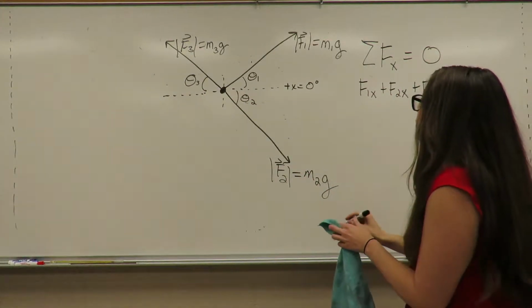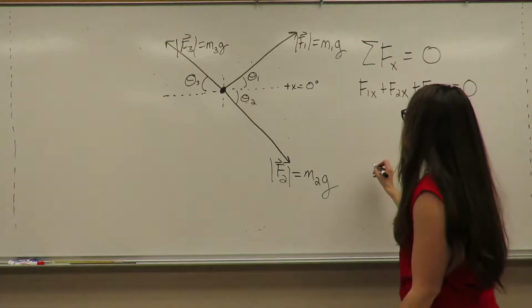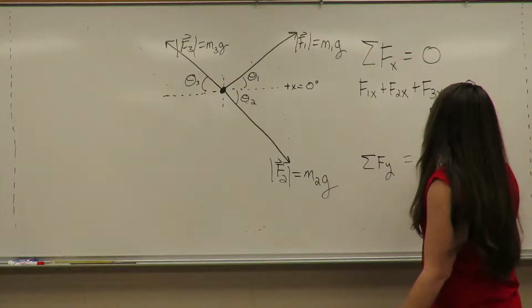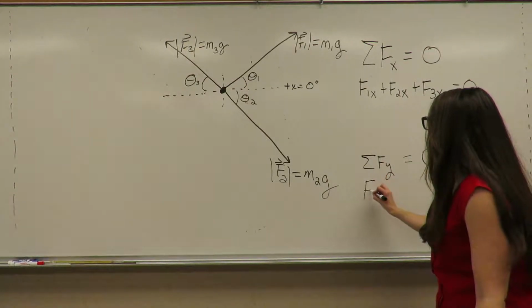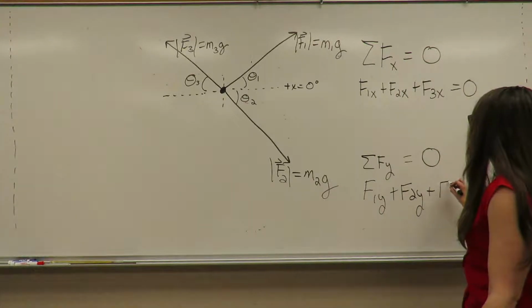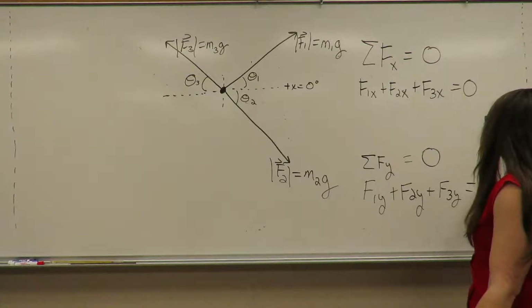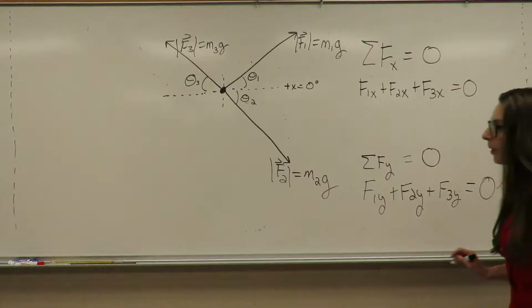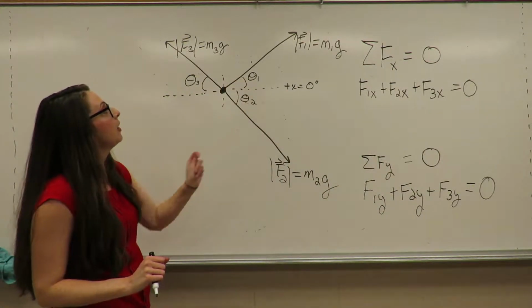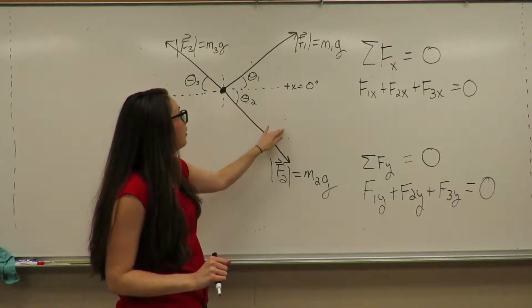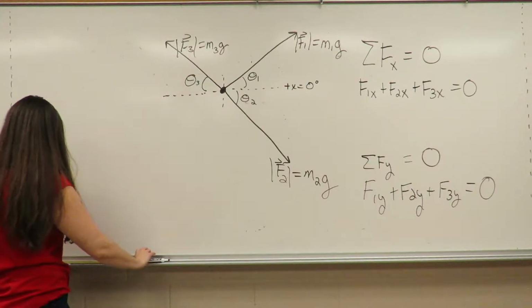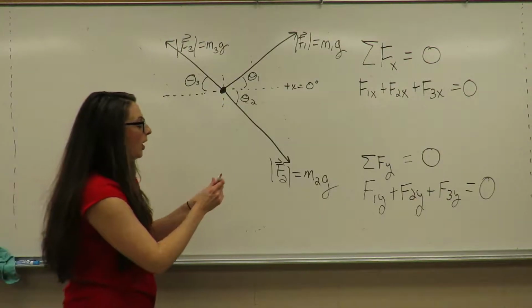Okay? And so you also can do the same thing for y. The sum of the forces in the y direction has to equal 0. And so I'm going to have an equation for F1y plus F2y plus F3y equals 0. All right? So now, let's figure out what are the components of each of my forces in their x and y direction. So let's start with F1 over here.